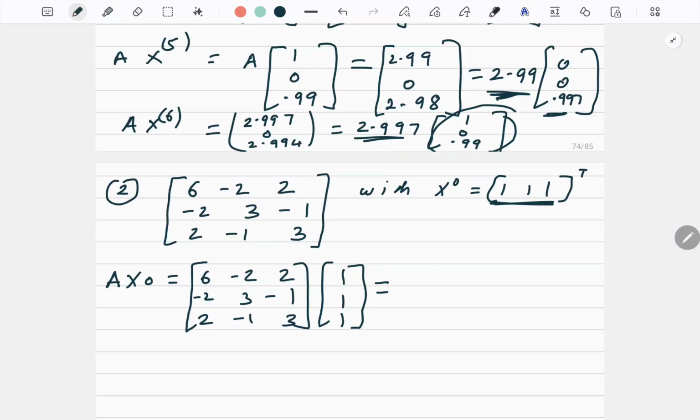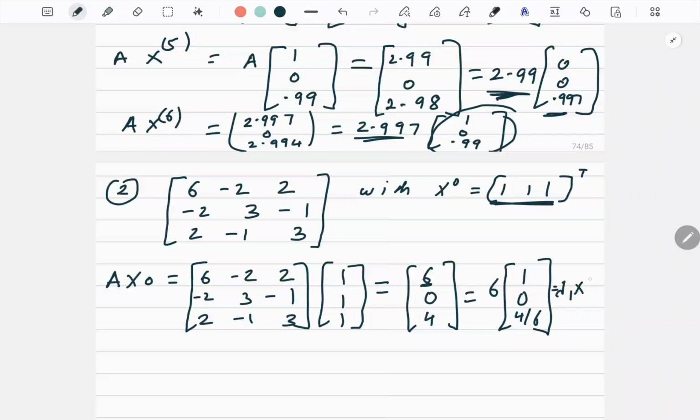So now let me start. When you multiply this, first you will get 6, 0, 4. Now which one is largest? 6. So this 6 you take out. So what is left? 1, 0, 4 by 6. So this is my lambda 1 and this is my x1. Okay. So now go to the next step.